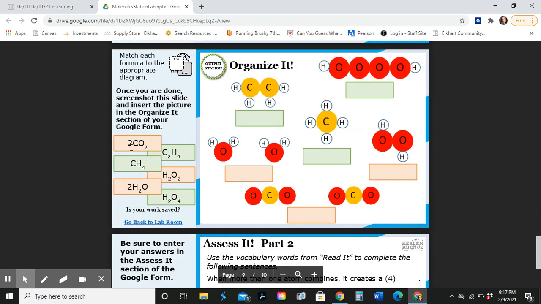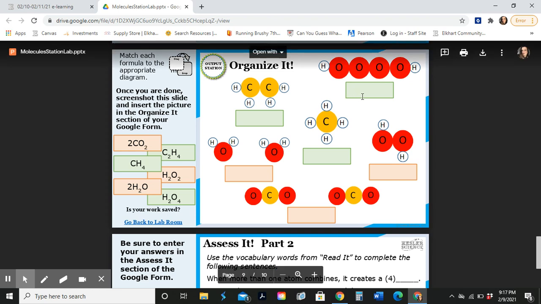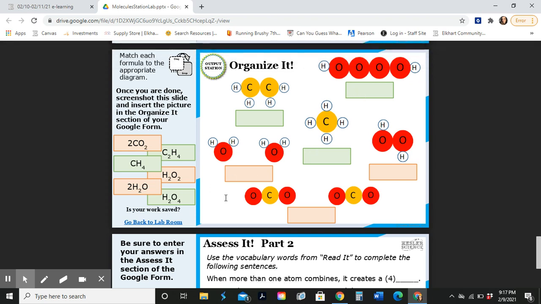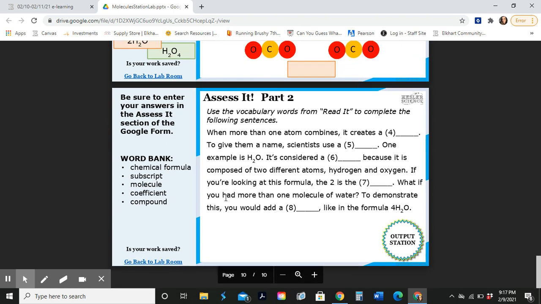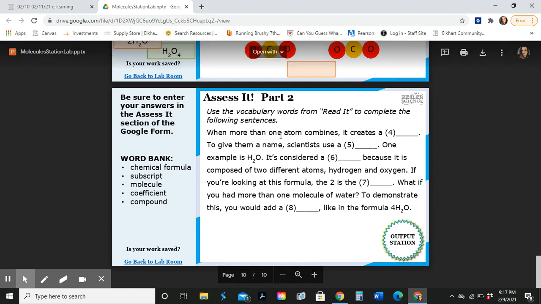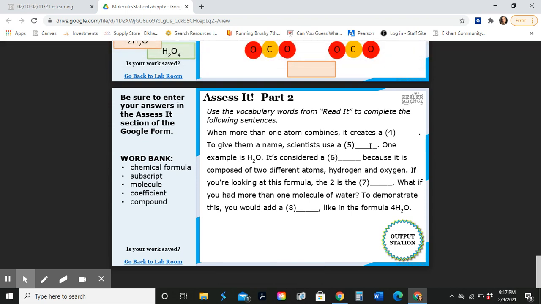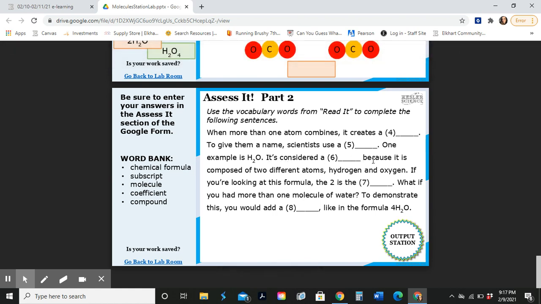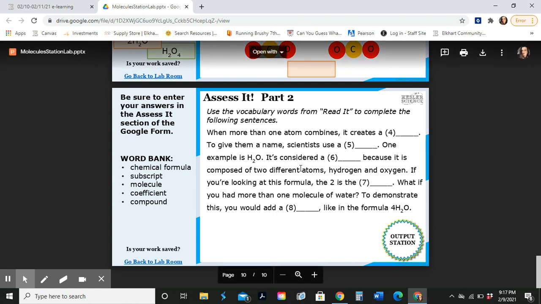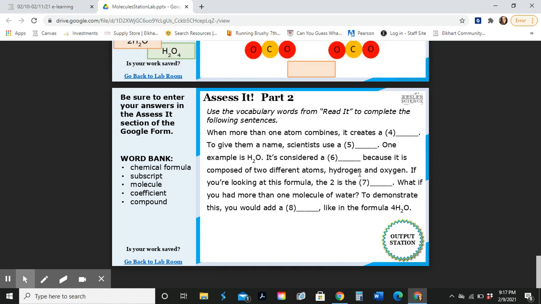Now you're going to match up the formula to what you see here in the pictures. Now on our last slide, we are going to use our word bank and put these in the right places. When more than one atom combines, it creates a blank. To give them a name, scientists use a blank. One example is H2O. It's considered a blank because it is composed of two different atoms, hydrogen and oxygen.